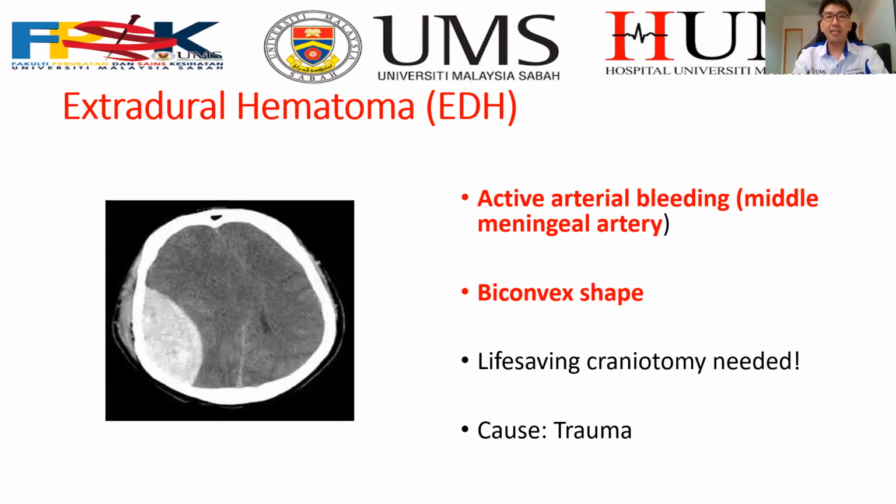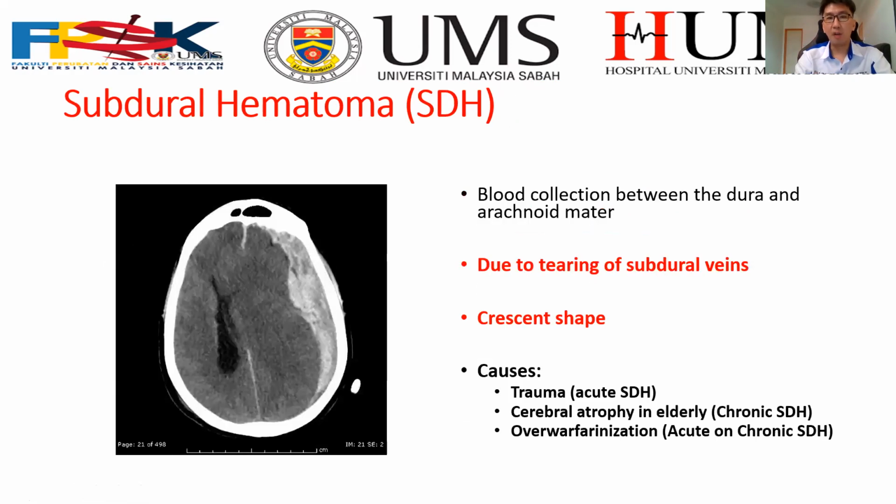I'm going to let you see this extradural hematoma, EDH. You can see from this CT brain that there's an extradural hematoma, which is biconvex in shape. It is an active arterial bleed from the middle meningeal artery. You can see it looks like a convex shape. So it is active spurting of the blood occurring. And this is a very important sign: the swelling sign is there, meaning that active bleeding is occurring. So the patient needs an urgent life-saving craniotomy. This is due to trauma.